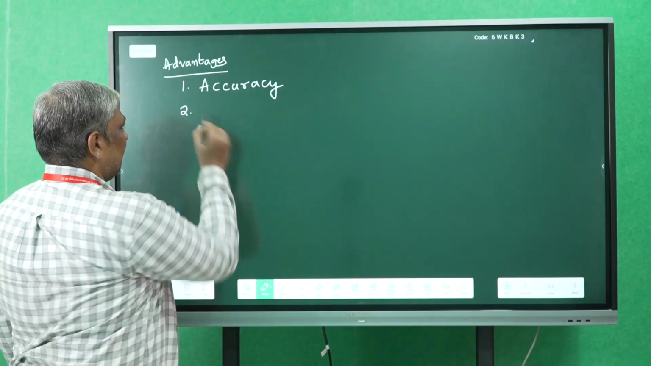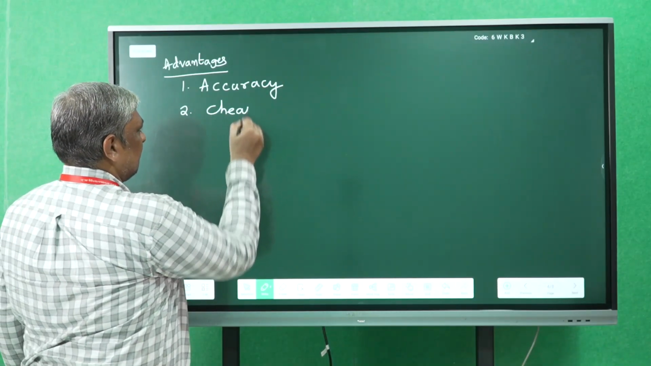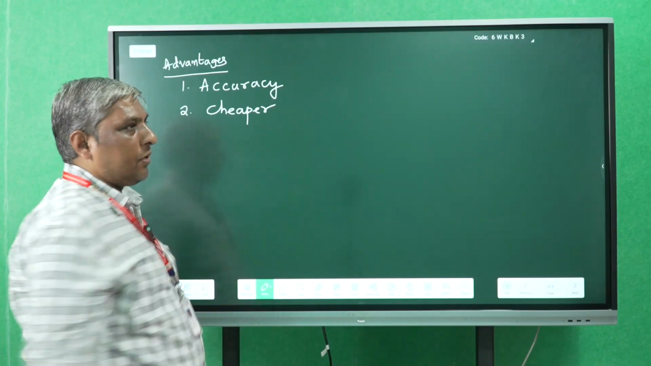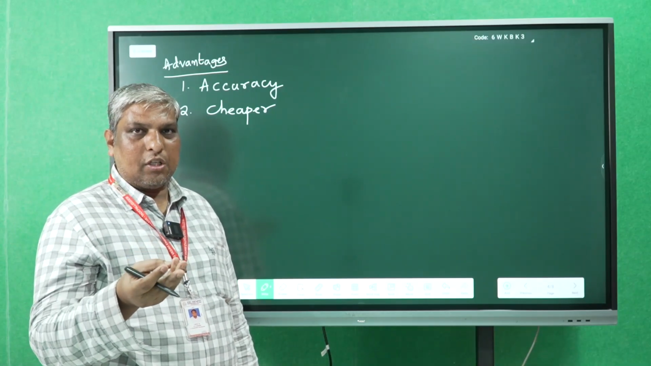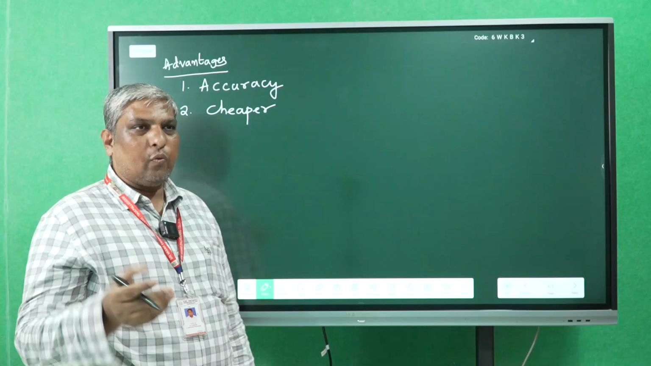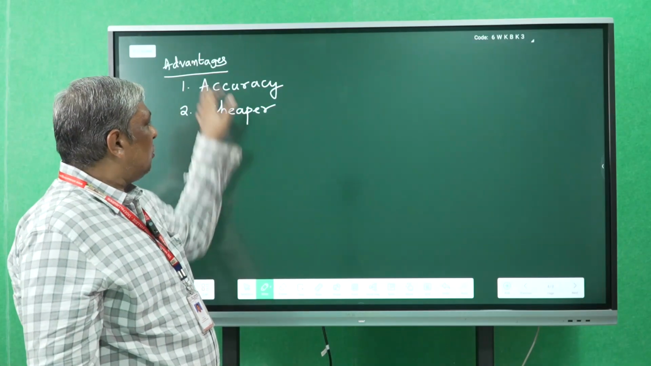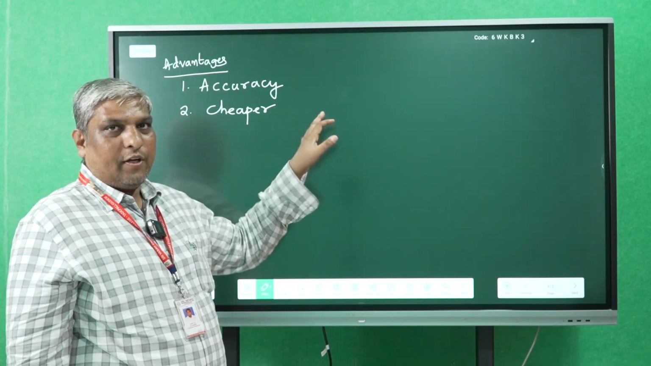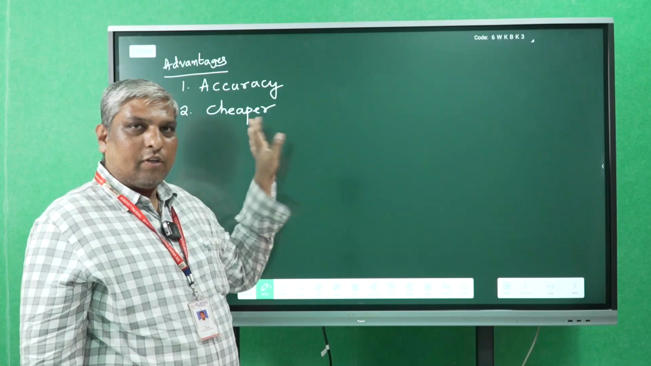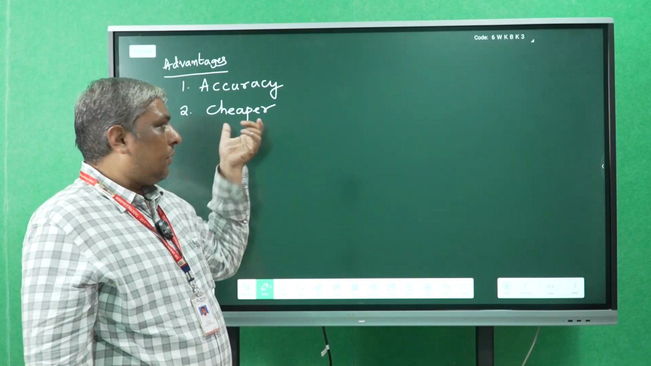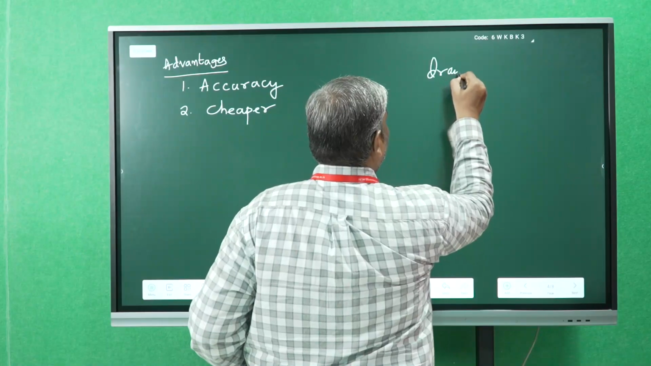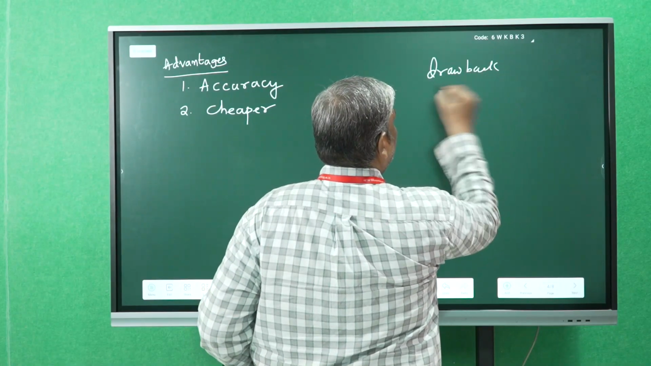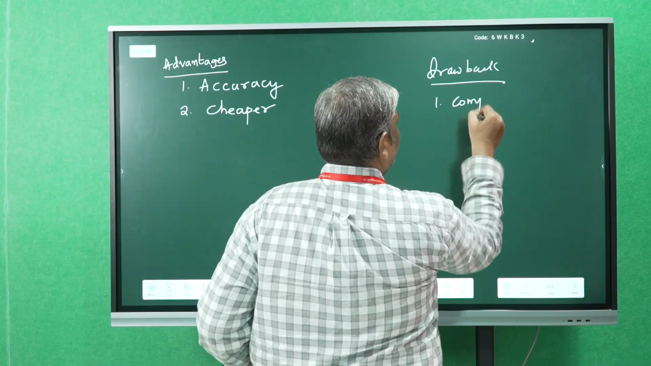And the second one is that it is cheaper, compared to analog components like resistors and capacitors. In terms of cost, the digital signal processing device is also cheaper, but complexity is more. That is the drawback: complexity.